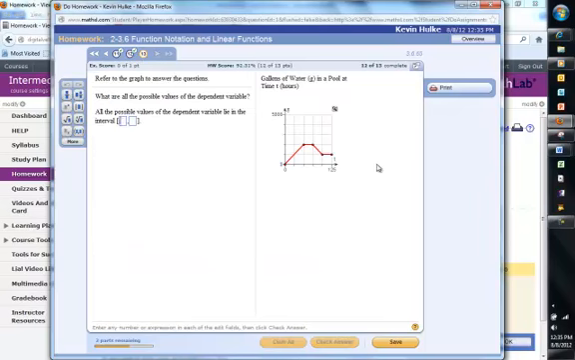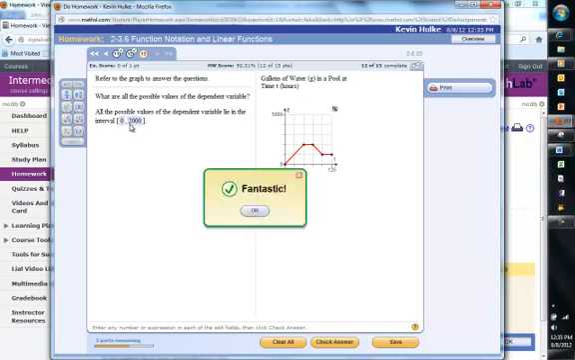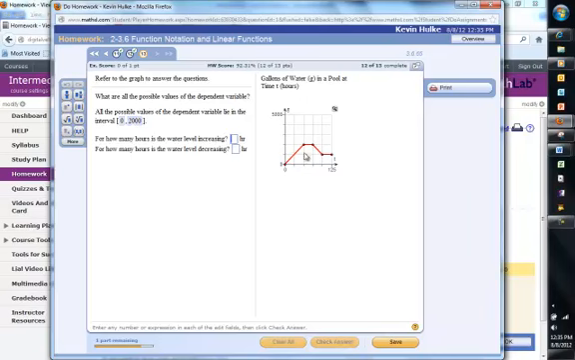And number 13. What are all the possible values of the dependent variable? Dependent variable is the y's. Looks like it goes from 0 up to 2,000. Starts at 0, goes to 2,000. For how many hours is the water level increasing? Looks like 50 hours it's increasing, and it's decreasing for 25.